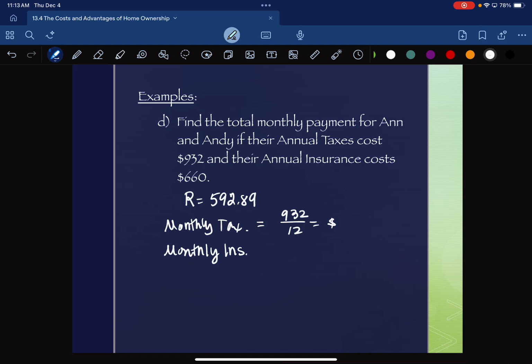I see calculators. Somebody grab one. Help us out. 77.66. Thank you so much. We'll round it to 77.67 since it's a 6 repeating, I think, at the end.